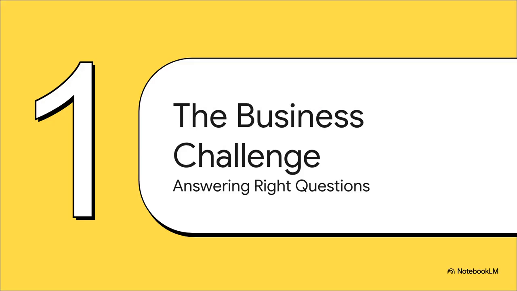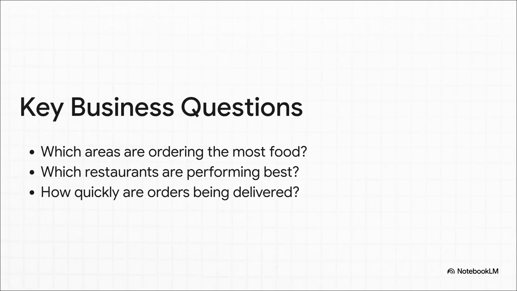Because here's the thing. Before you can write a single line of code or pick any tool, you have to start with the business. A data pipeline, no matter how fancy or expensive, is completely useless if it doesn't answer the questions that actually matter. So, what does the team at Hungry Now really need to know? These are the questions that keep the execs up at night, right? Where should we pour our marketing budget? Which of our restaurant partners are killing it, and which ones might need a little help? And probably the biggest one of all, are we getting food to people fast enough? Answering these questions, well, that's the entire reason for building this toolchain in the first place.